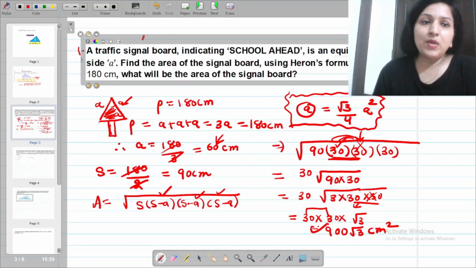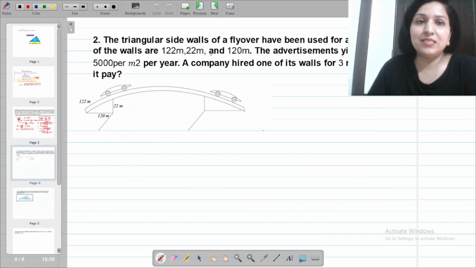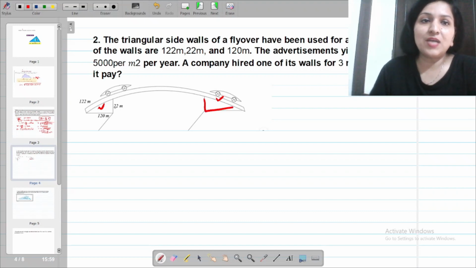Let's start the second question. The second question says, a triangular side wall of a flyover has been used for advertisement. You can see here it's a flyover and the walls at the corner are triangular. Okay, I hope you are able to see it's a triangle. It is again a triangle. So, triangular walls are being used for the advertisement. The sides of the walls are given to you as 122, 22 and 120. It is given in the figure.